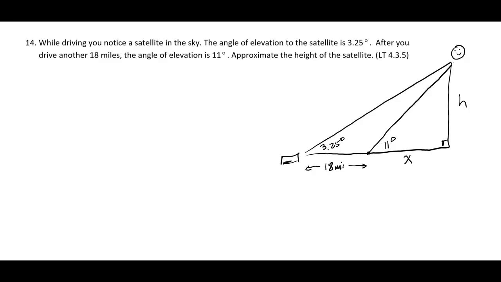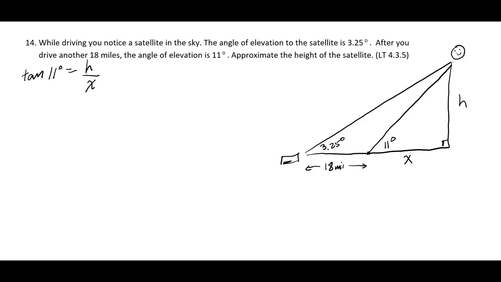And this is unknown. So we have two unknowns in this problem, so we're going to need two equations to solve it. So let's take a look at the small triangle first. If we're standing at this 11 degree angle, the h is our opposite and the x is our adjacent, so that would be tangent. So we would have tangent of 11 degrees is equal to opposite, which is the height, over the adjacent, which is our x.